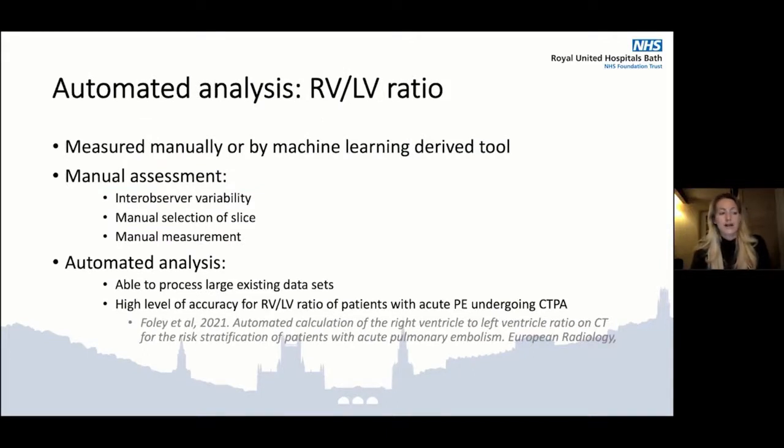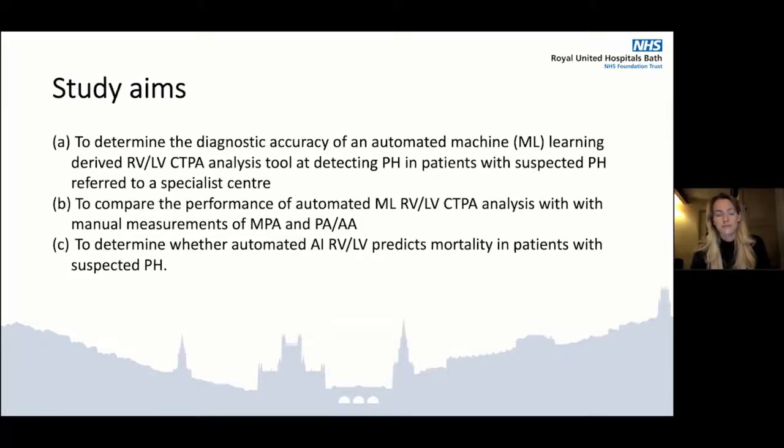RV-LV analysis can be measured manually or by an automated machine learning-derived tool. Manual RV-LV analysis is vulnerable to inter- and intra-observer variability, requiring manual selection and measurement of an image slice. Automated analysis, however, is able to process large existing data sets, avoiding variability inherent to visual assessment. An automated machine learning-derived RV-LV analysis tool was shown to have a high level of accuracy when assessing the RV-LV ratio of patients undergoing CTPA with acute PE.